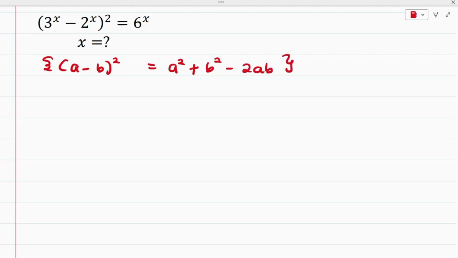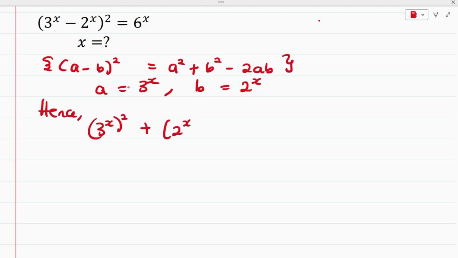So we want to simply apply this property to the left hand side of this equation and we have that a is equal to 3 raised to the power of x and b is equal to 2 raised to the power of x. Hence, we have this to be (3 raised to the power of x) squared plus (2 raised to the power of x) squared minus 2 multiply 3 raised to the power of x multiply 2 raised to the power of x, and this is equal to 6 raised to the power of x.